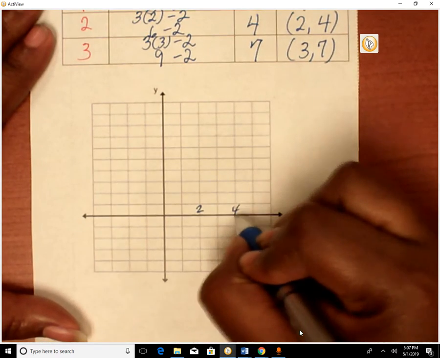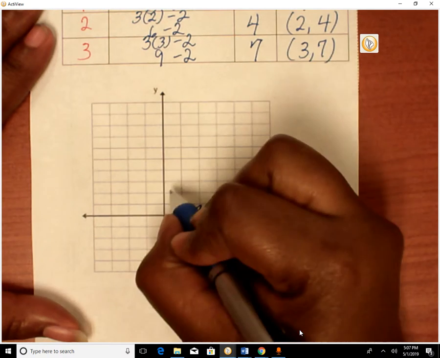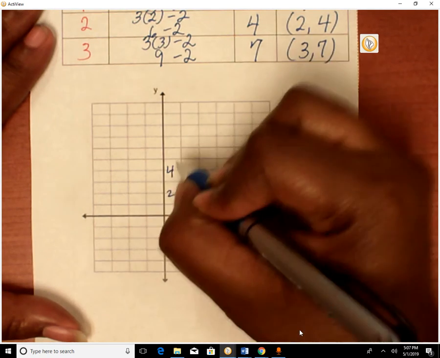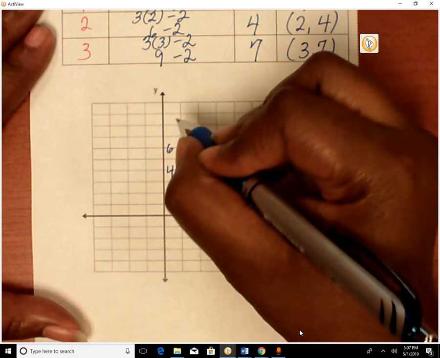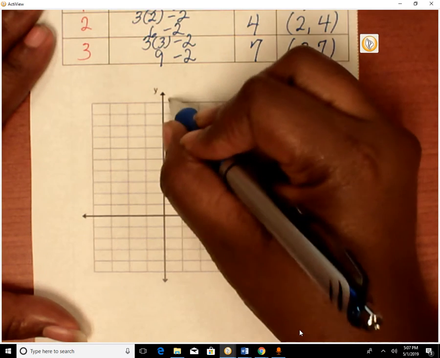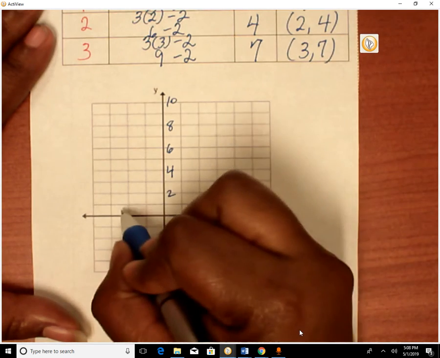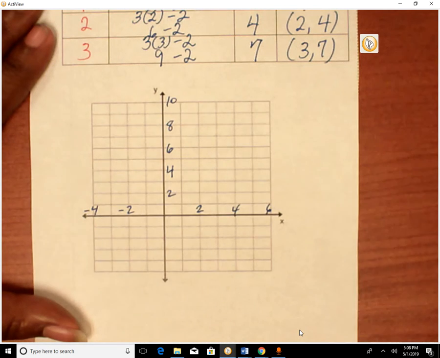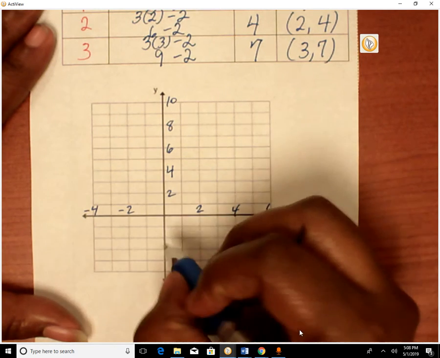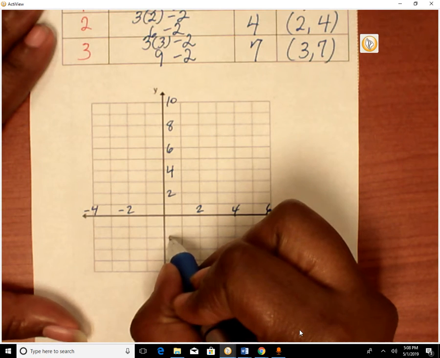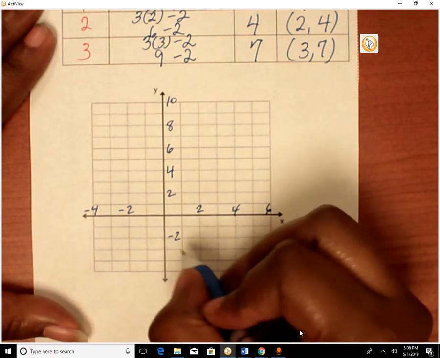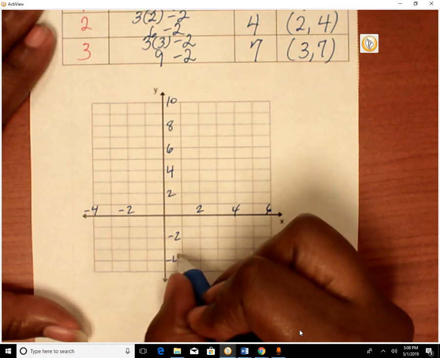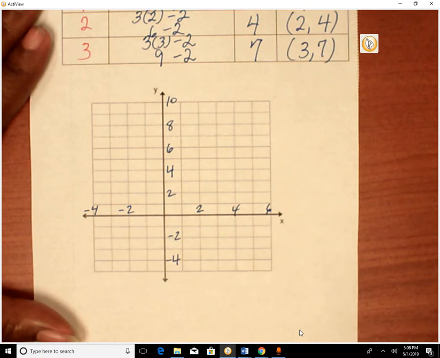2, 4, 6. And again, I'm just doing evens because I'm good at evens. If you want to do odds, you can do odds. I know some people are good at odds. That's fine. You can do 1, 3, 5, 7, 9, 11. So I guess I'm good at odds. Negative 2 and then negative 4. And we're going to plot our points.